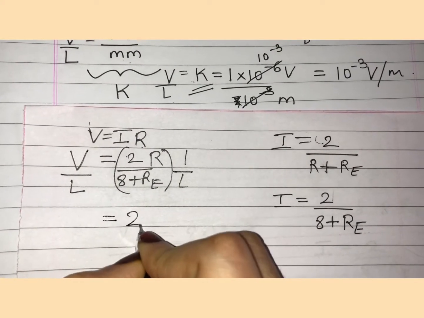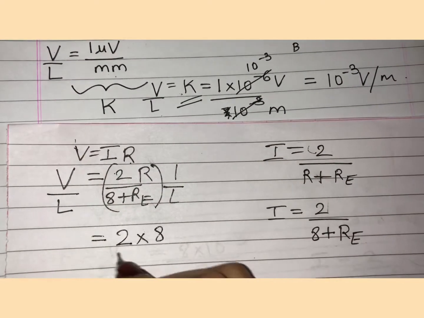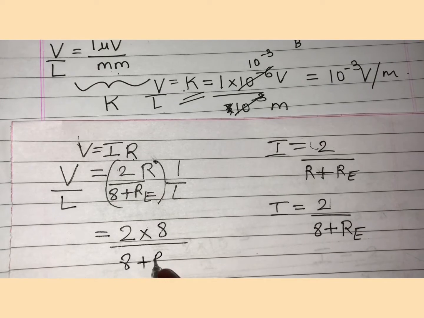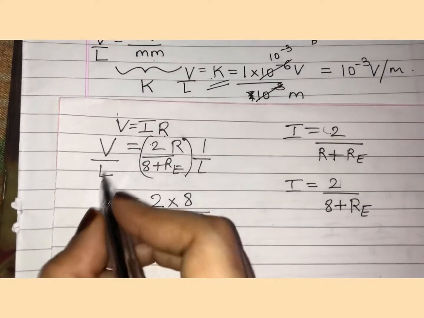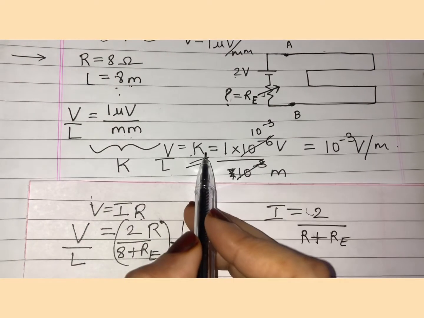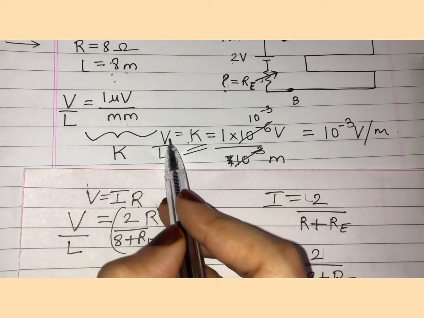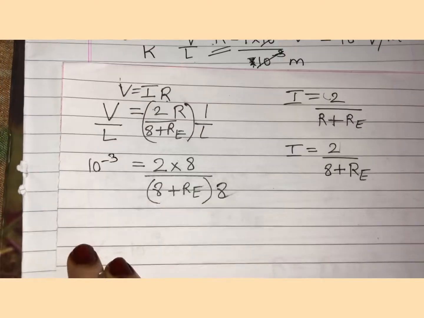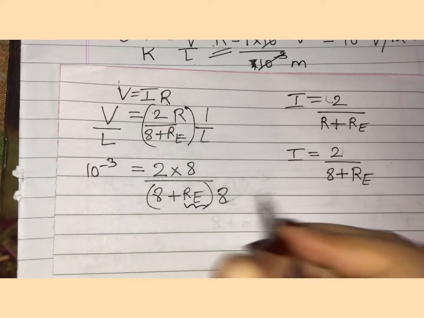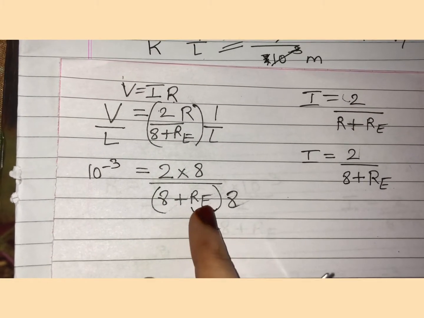So can I write it like this? That is 2 into R, where the resistance of the wire is 8, upon 8 plus Re, and the length, that is 8. Now what is V upon L? That is nothing but the potential gradient. We have its value, that is 10 raised to minus 3. So V upon L is 10 raised to minus 3, and I'll write that over here. See, only the unknown is this term, so from this you can obtain its value. It will be very easy.